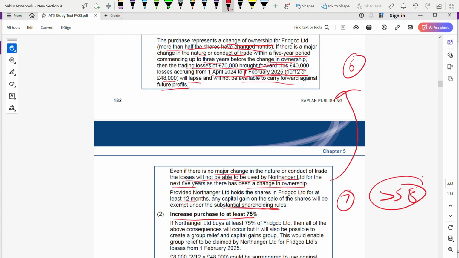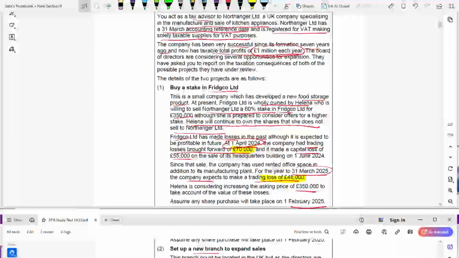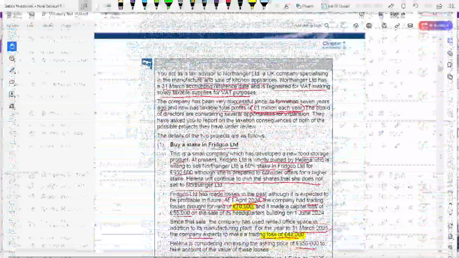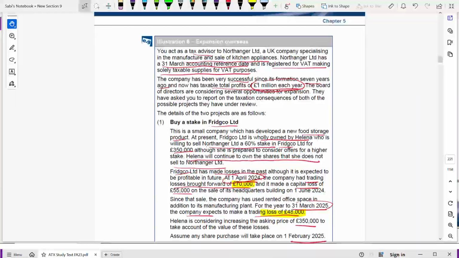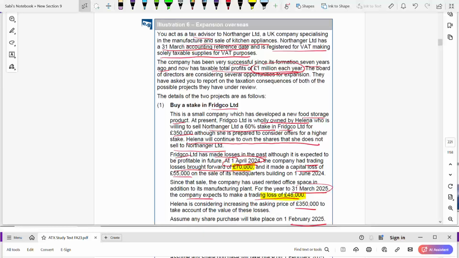Now increase the purchase to at least 75%. See, we'll quickly go through this. So here, buy a stake.